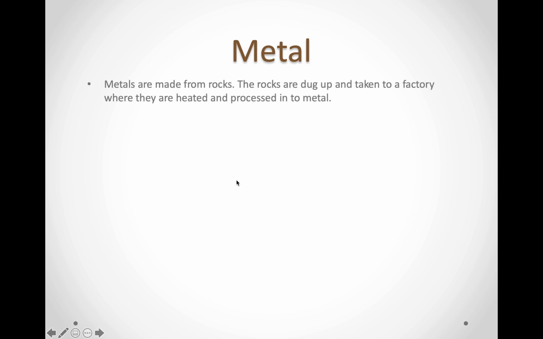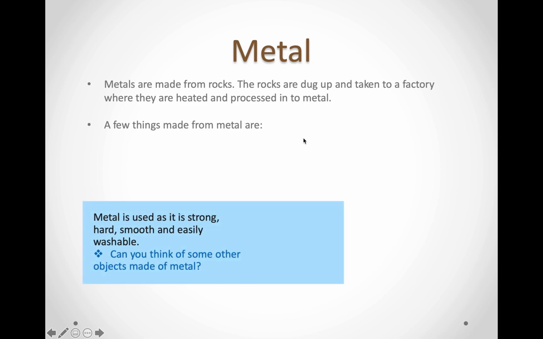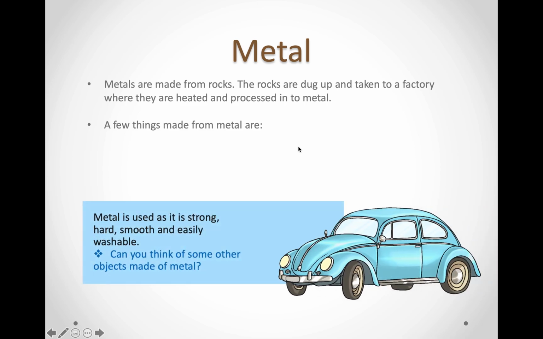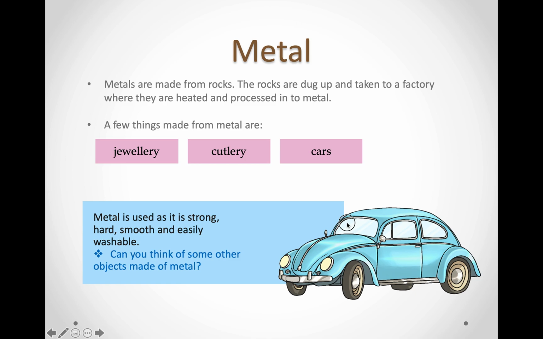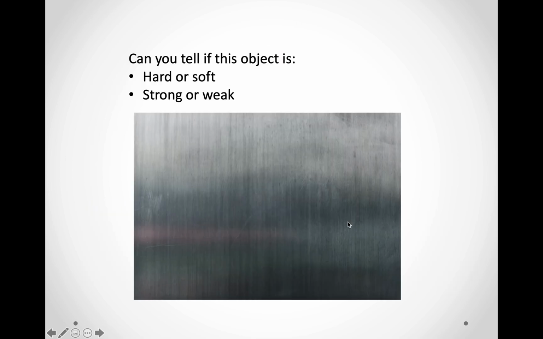Our next material is metal. Metals are made from rocks. The rocks are dug up and taken to a factory where they are heated and then processed into metal. Here are a few things that are made out of metal: a car, jewelry, cutlery. These are all made up of metal. It is very hard and very strong. If we look at this image, can you tell that it is hard and strong? Can a piece of metal break easily? No, it cannot.